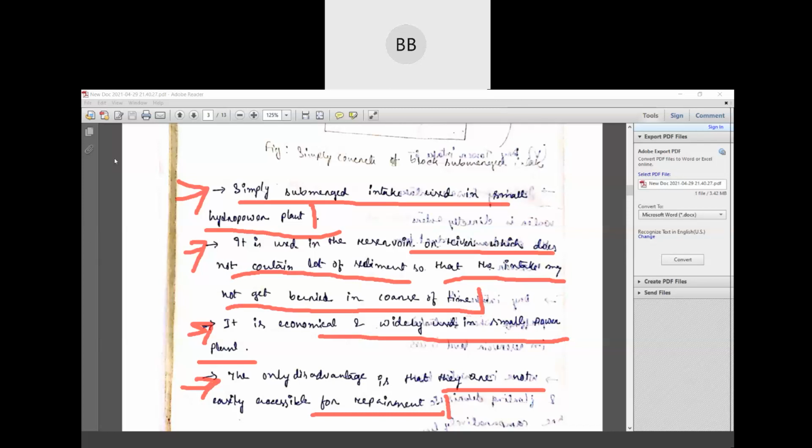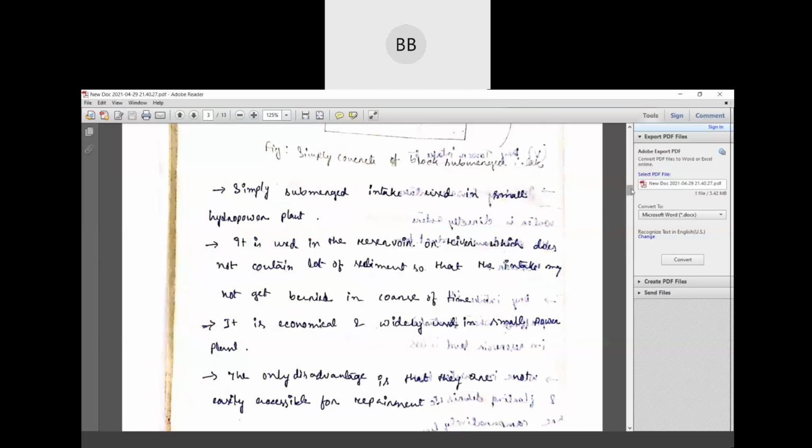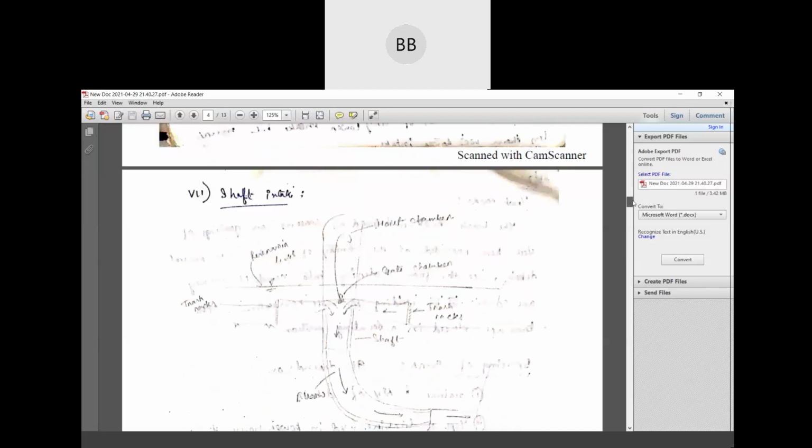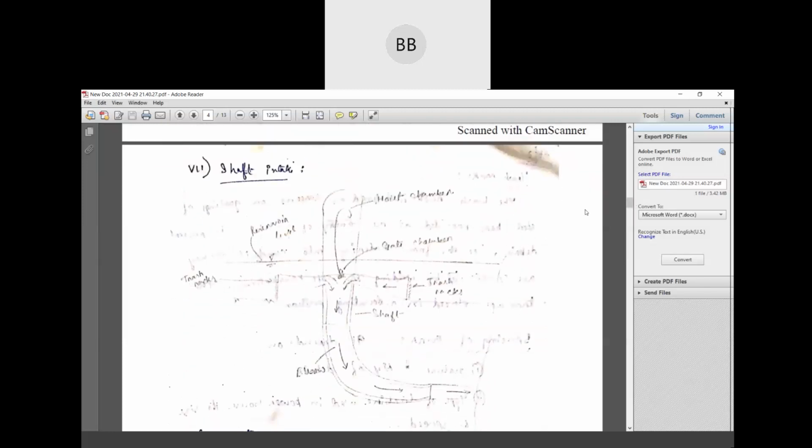Okay, so we move on to our next one. That's the shaft intake. Kindly draw the structure. This is also beneath the reservoir. This is the reservoir level.